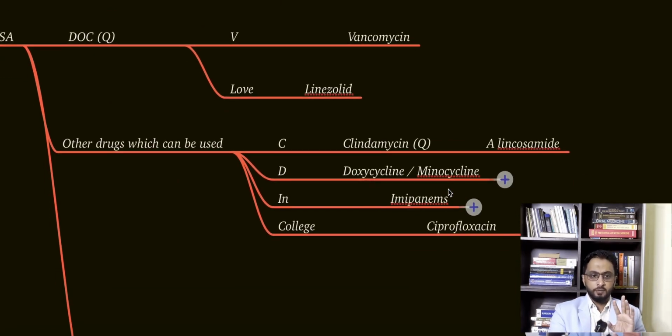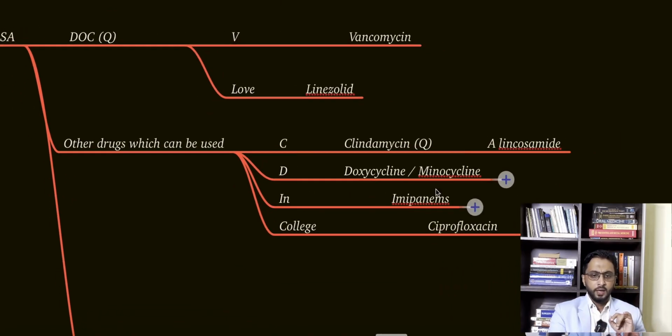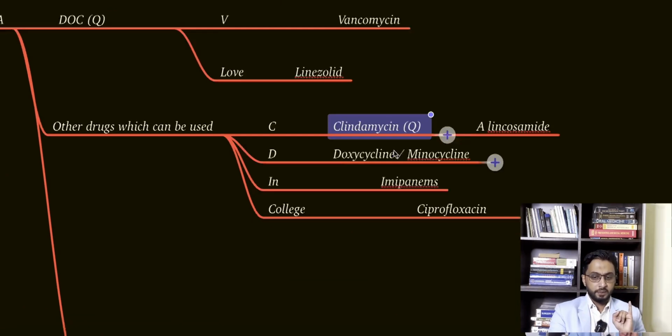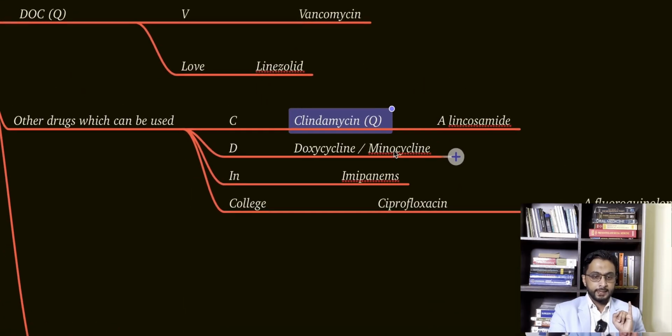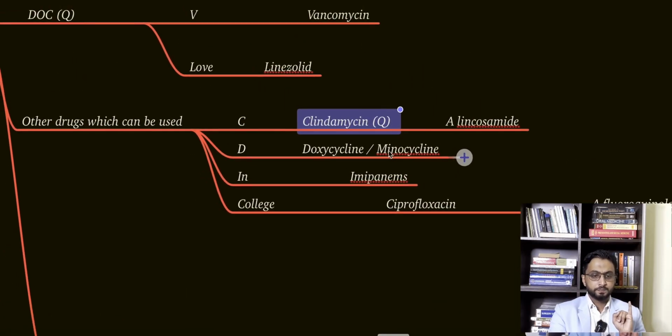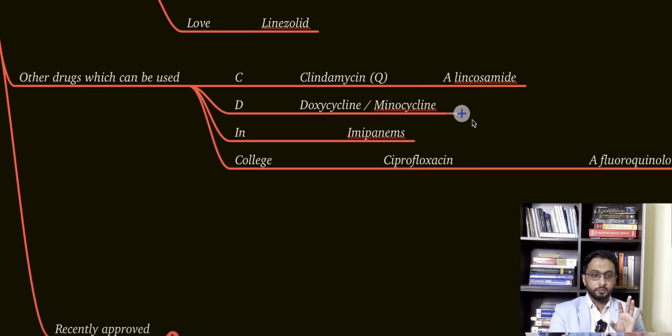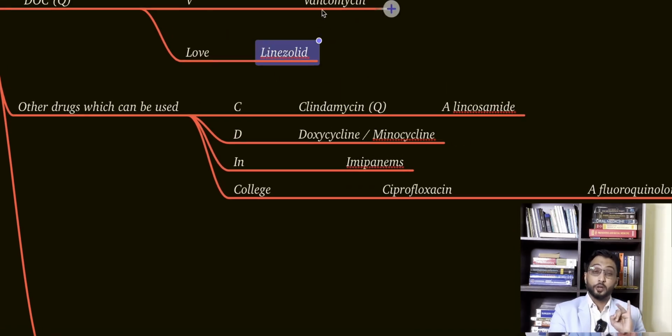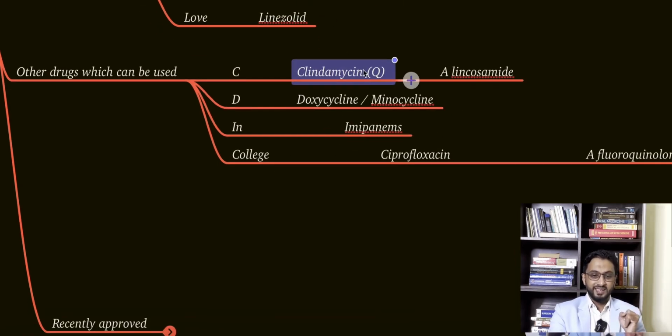Now this is a question again: which of the following drugs is effective against MRSA? The question asked was 'all of the following except'. One option was clindamycin, and the other options, linezolid and vancomycin, were there, I think. So anything can be asked here. Remember the short form, 'we love CD in college'. Vancomycin, linezolid are the drugs of choice. They always ask this. Very, very important. The most important is vancomycin. Then CD in college is clindamycin, doxycycline, minocycline, imipenems, and ciprofloxacin.